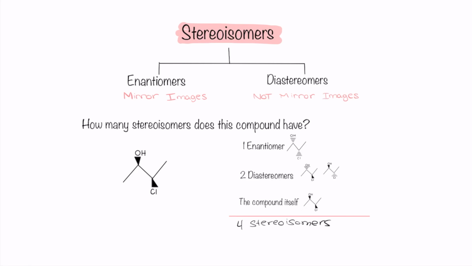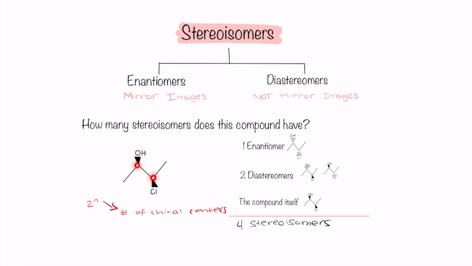And so you might be wondering, if I have this question, am I going to have to draw all the enantiomers and diastereomers? And the answer is no, we actually have a shortcut for this. We use a special formula called 2 to the n, where n is the amount of chiral centers a compound has. So if I wanted to use 2 to the n to calculate how many stereoisomers this compound has, I would first have to ask myself, how many chiral centers does this compound have? And we know that this compound has 2 chiral centers.